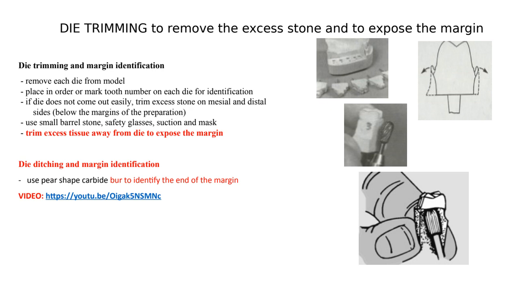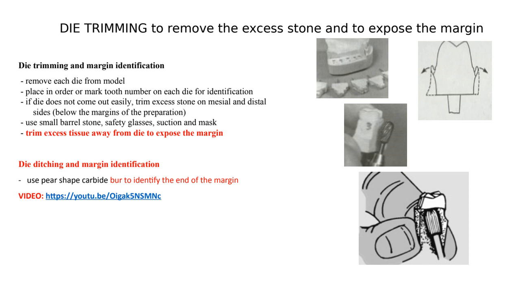If the die does not come out easily, trim the excess stone on the mesial and distal sides below the margins of the preparation. Whatever you do at this point, do not touch the margin, okay? We just want easy removal of the die from the model. Adjust it accordingly, just trim a little bit of that excess material, but don't make the die too weak. Use a small barrel stone, safety glasses, and suction and mask to trim the excess tissue away from the die to expose the margin. This is getting us closer to the margin. So this is trimming.